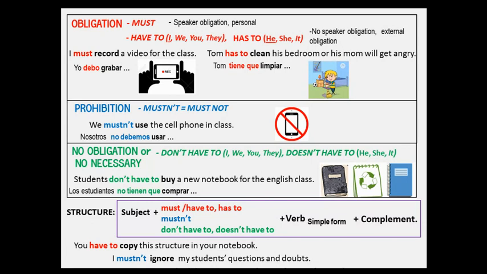Next one, next example. I don't have to use a video conference for my classes. No tengo que usar videoconferencia para mis clases. Si la utilizo, qué bueno, y si no, pues tampoco pasa nada. No es necesario. Okay? This is very easy.